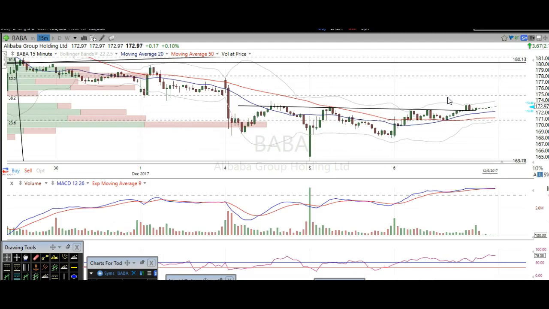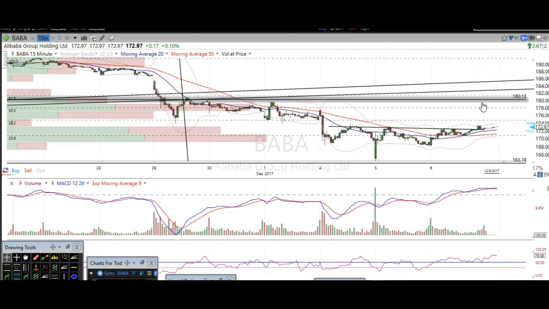I do think that 180 is going to be a huge level of resistance. You know, I pointed this out on the daily chart video, so if you want my thoughts on that, I think it's probably going to get rejected around 180, but that doesn't mean you can't play it to the upside up to that point, based off of this intraday pattern.